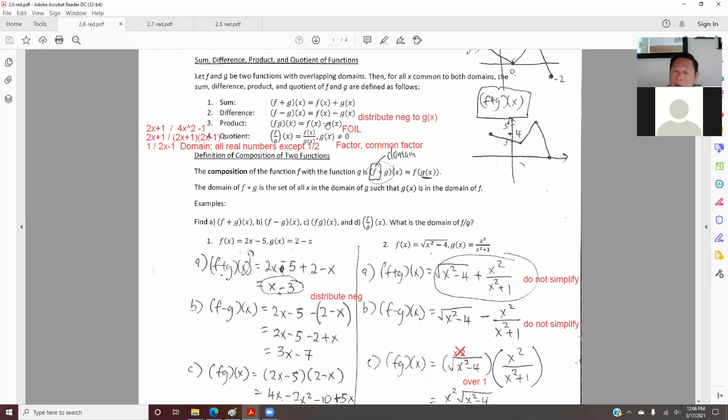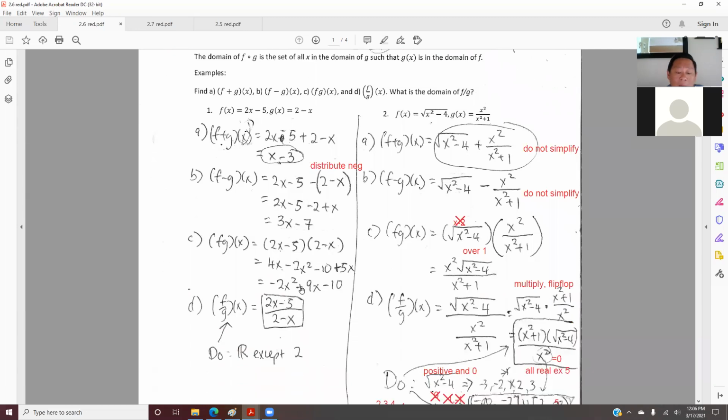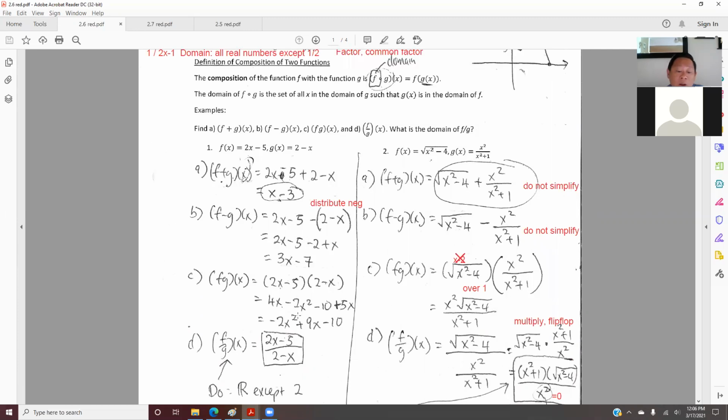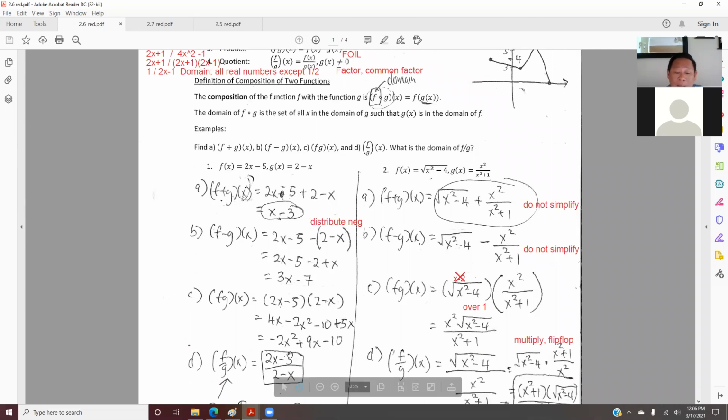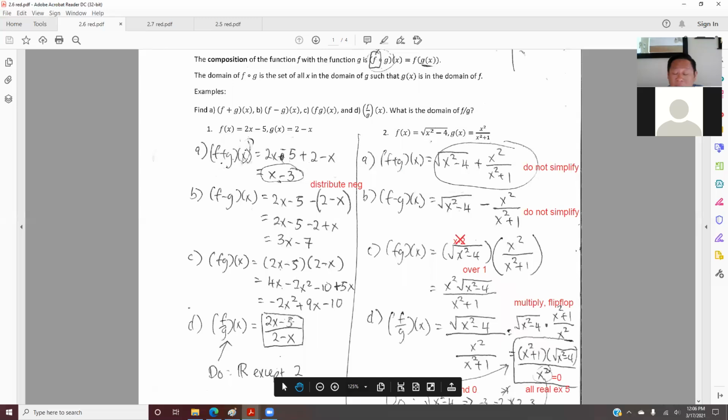Product: usually you multiply, and multiplying means FOILing, so you just FOIL it out. Divide: you just divide them. But when you divide, you cannot cancel the 2 and you cannot cancel the x. The reason is, in order to cancel, you have to cancel a common factor, so you actually have to factor it. But 2x minus 5 you cannot factor, and 2 minus x cannot be factored. So if you cannot factor it, you cannot cancel it.